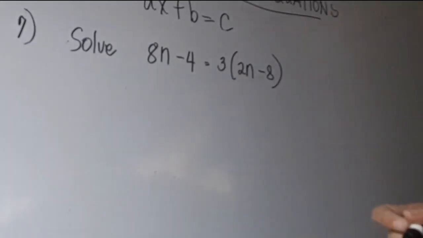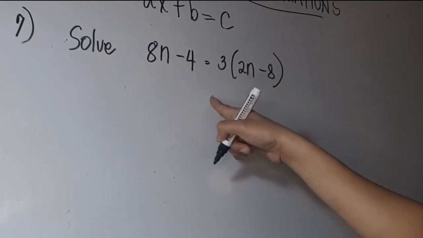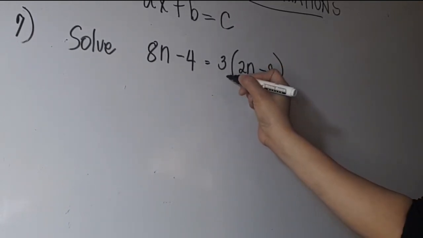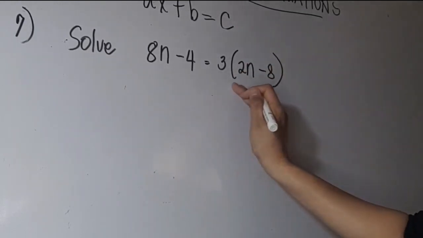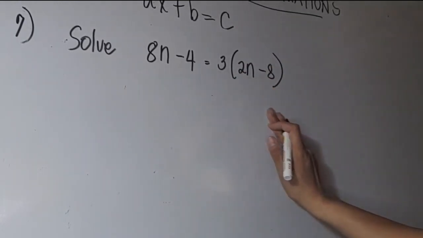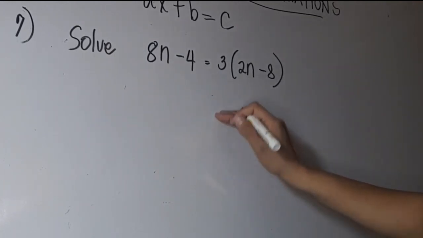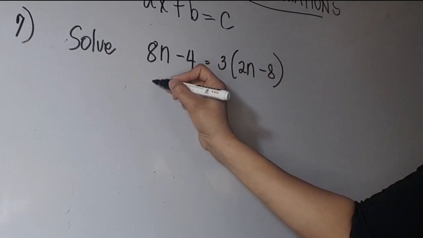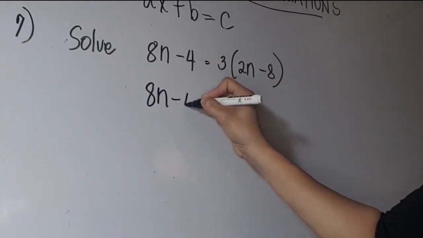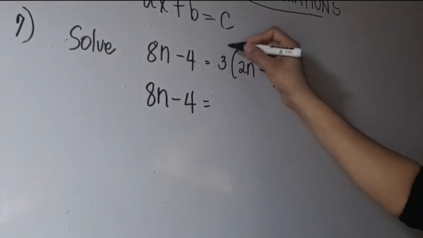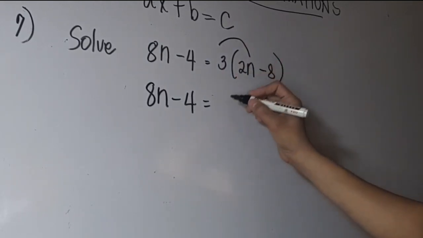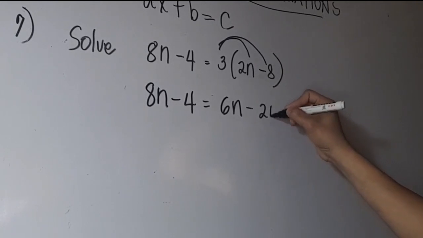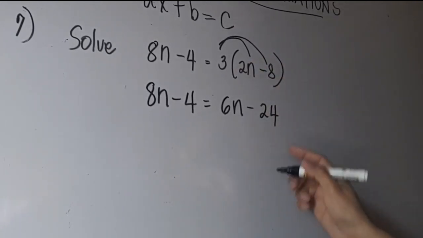Okay, before you can collect like variables, you may need to simplify the equation first, no? On the right side, you need to simplify by the distributive property and then adding like terms. So we have 8n minus 4 is equal to, alright, distribute. We have 6n minus 3 times 8 is 24.